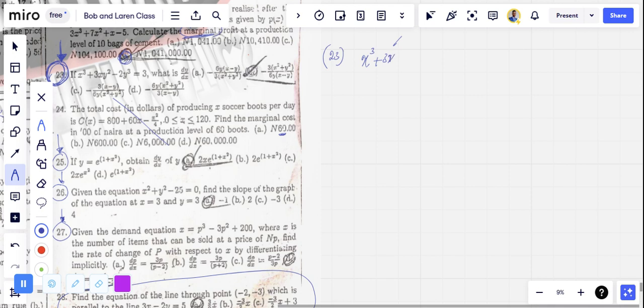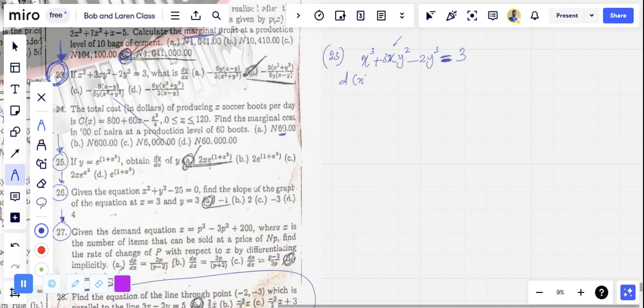So I have plus 3xy squared, then minus 2y to the power of 3 equals 3. Then what is dy/dx? Looking at this question here, if I want to find dy/dx, I have to differentiate each of these terms with respect to x individually.